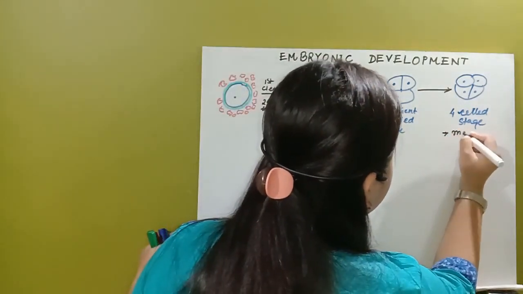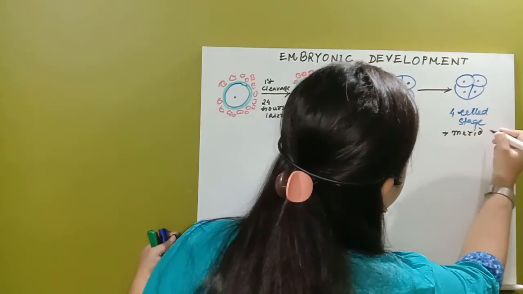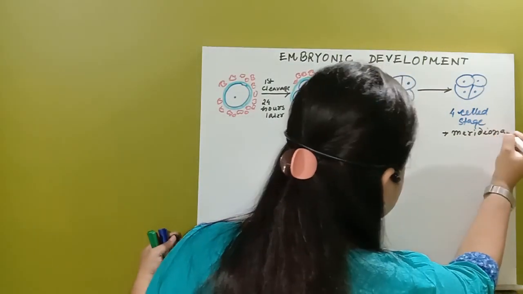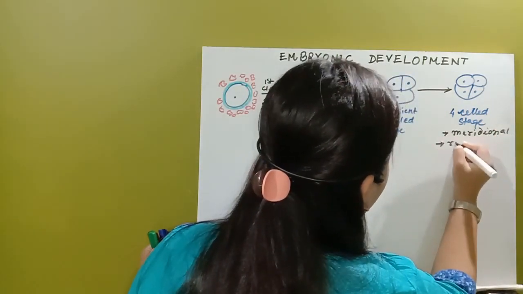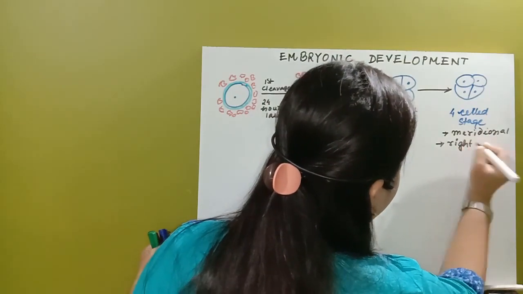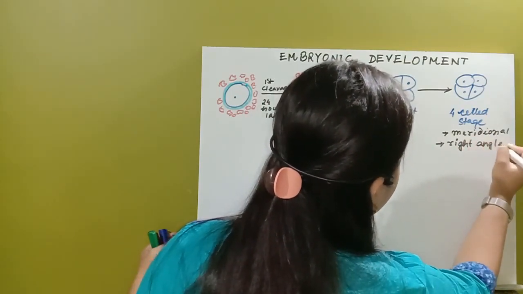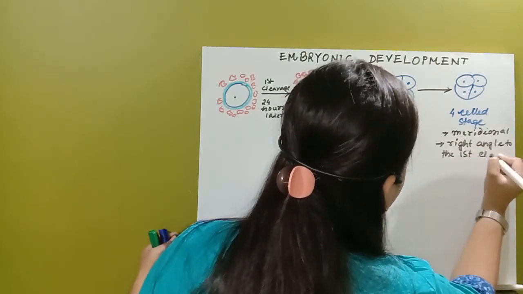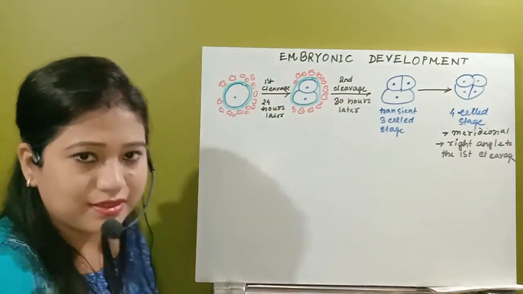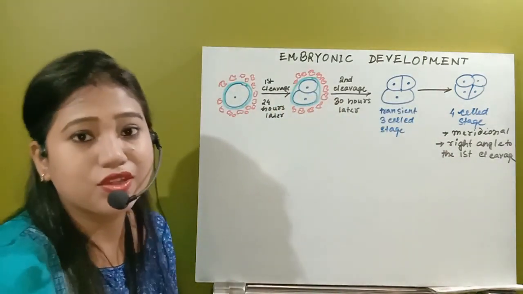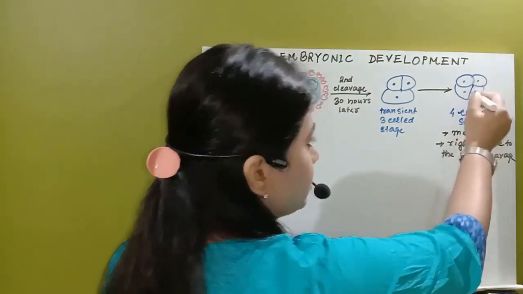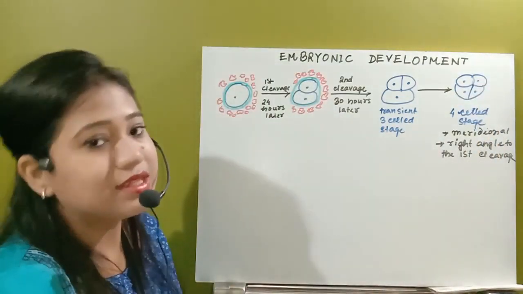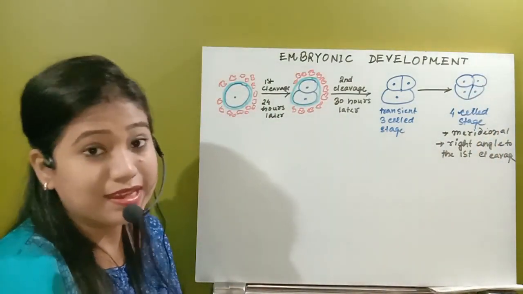What happened to the second cleavage? This is meridional, and the second thing is that the cleavage occurs at right angle to the first cleavage. So the first cleavage was occurring along the animal pole vegetal pole axis, and the second cleavage is occurring at right angle, that means this way. So in this stage we will have the 4 cell stage.